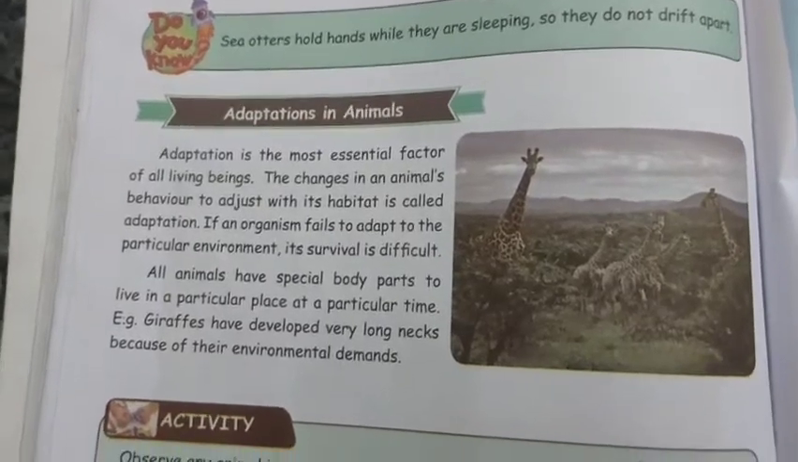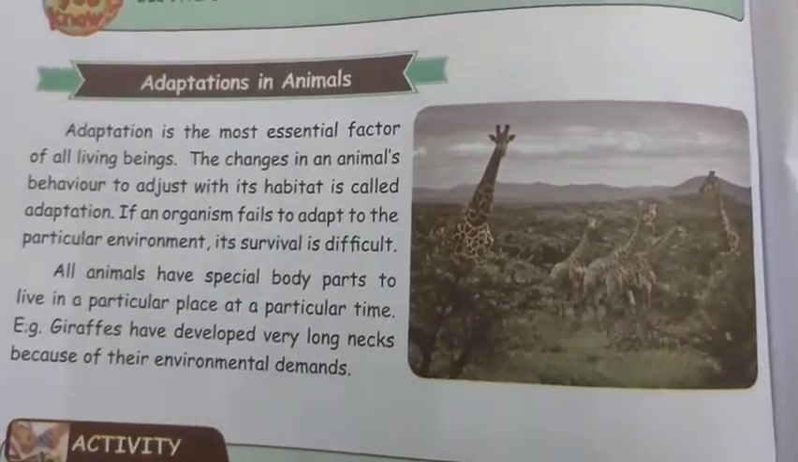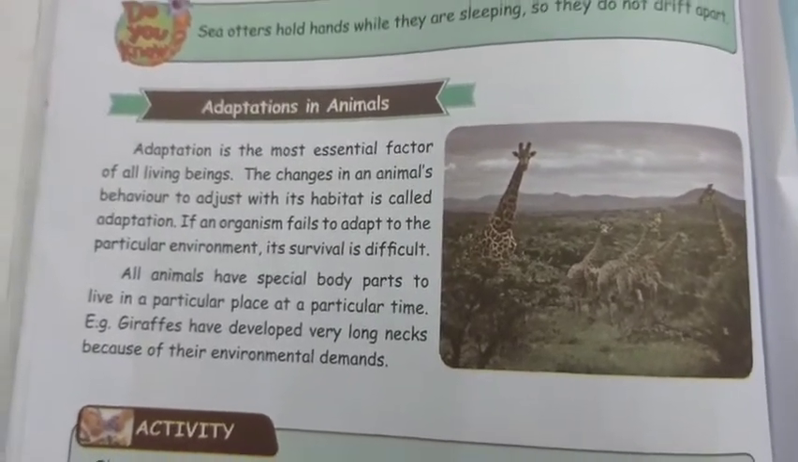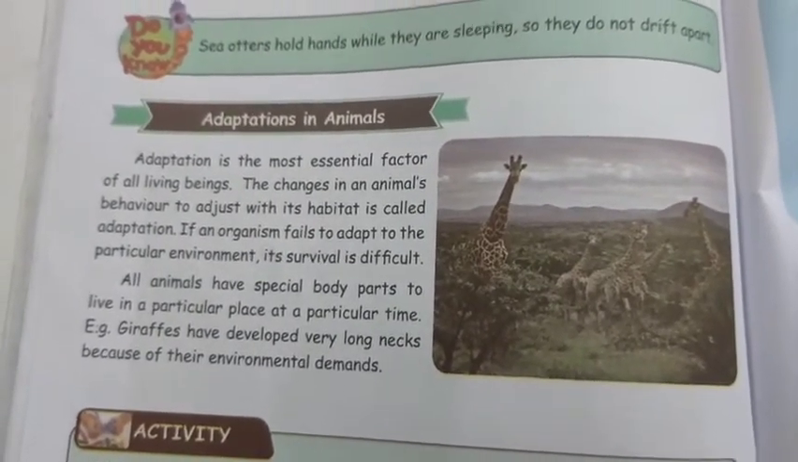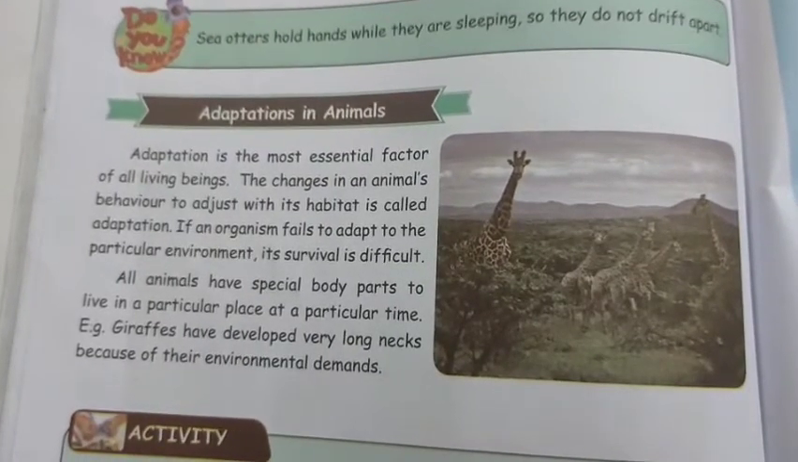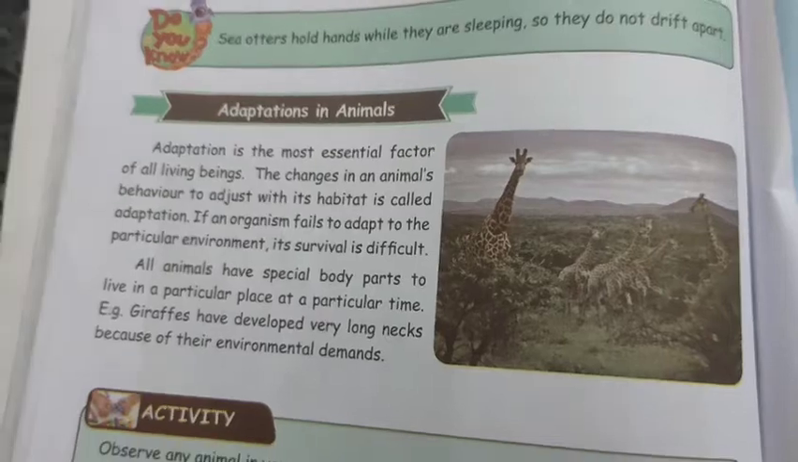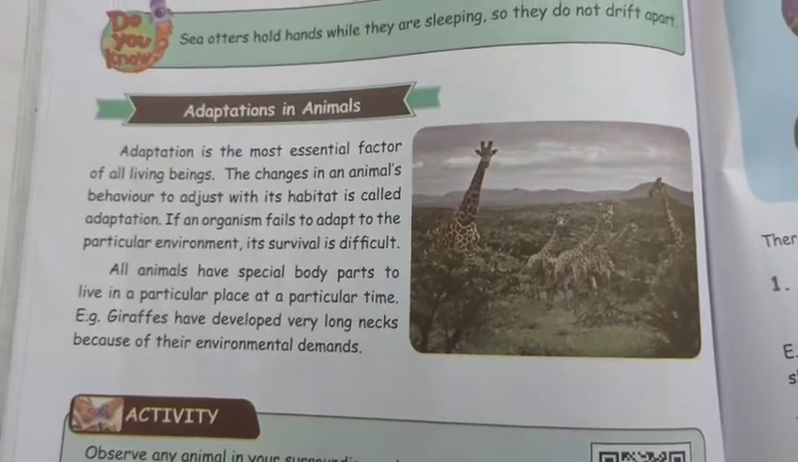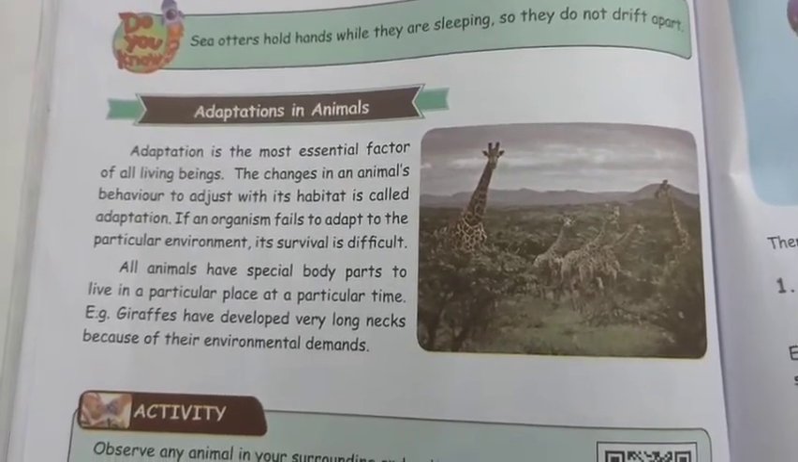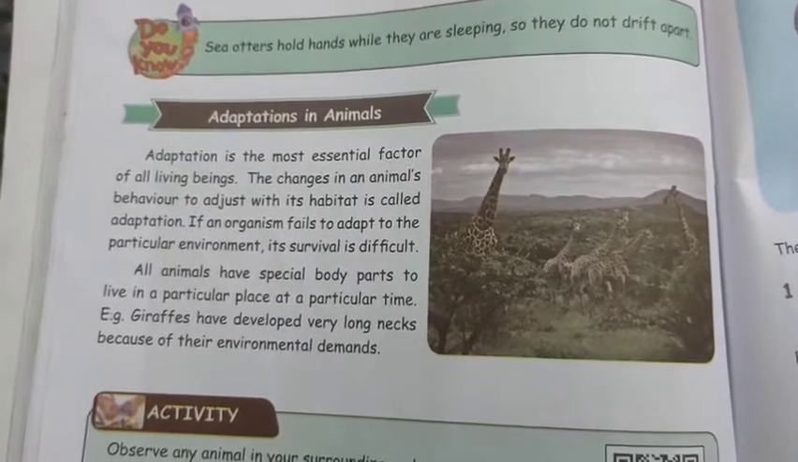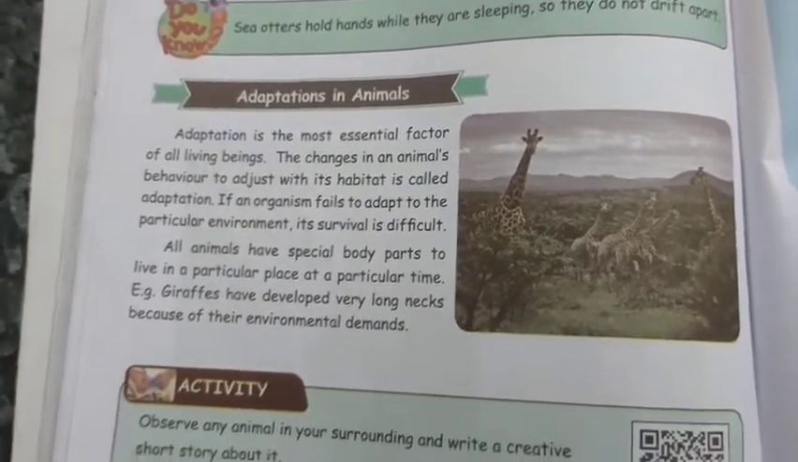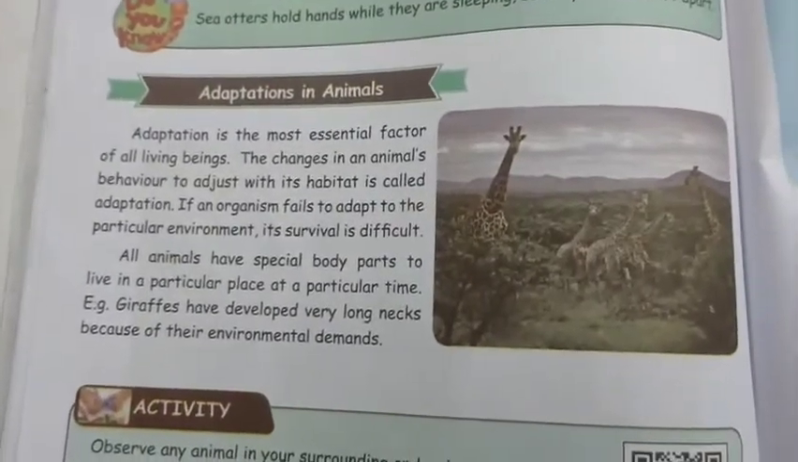So the change in an animal's behavior to adjust with its habitat is called adaptation. So what is habitat? The place where it lives. Changing their behavior for their habitat, or adjusting everywhere. This is called adaptation.